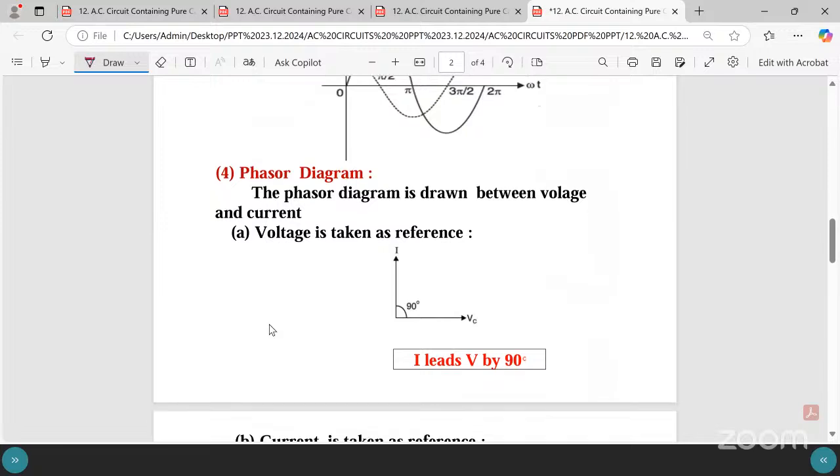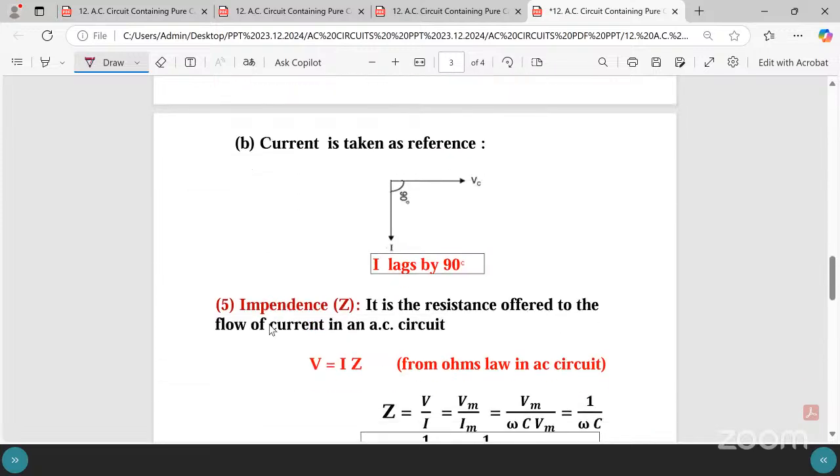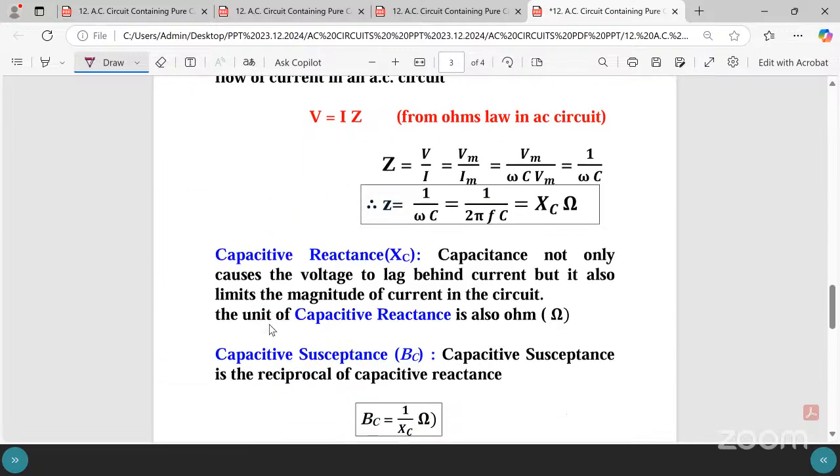Next result. V is equal to Iz, so Z is equal to V by I. Convert into maximum. What is Im? Omega C Vm. Where did we get this from? Result 1 of capacitance. Check my notes later.